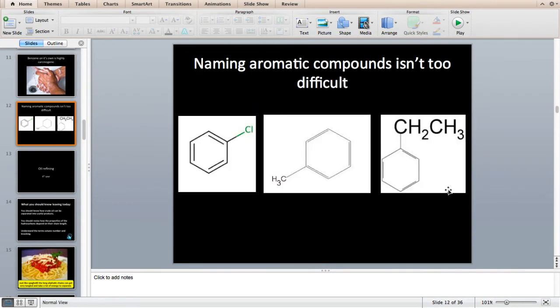Now, naming aromatic compounds isn't too difficult, okay? So this is methylbenzene, all right? This is ethylbenzene. This is chlorobenzene.